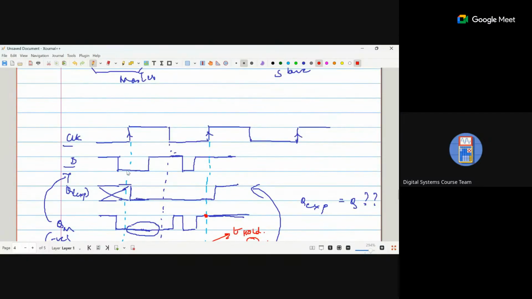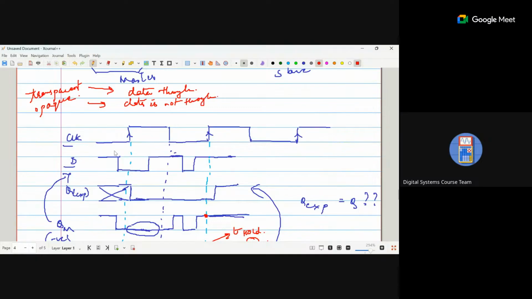And also there was one more thing. We also call it transparent and opaque. There are two terms, transparent and opaque. Transparent is where the data goes in, data is let through. And opaque is where data is not let through, that is, older data exists.